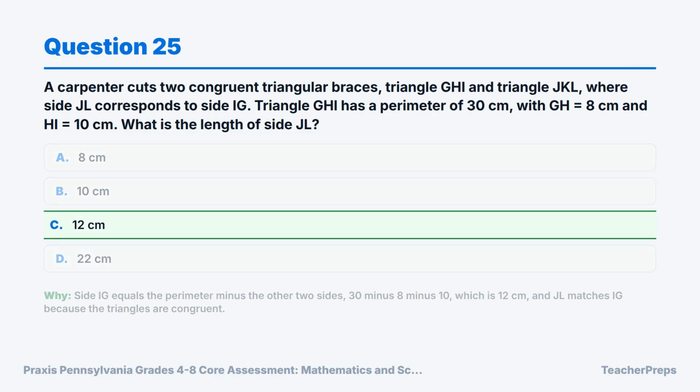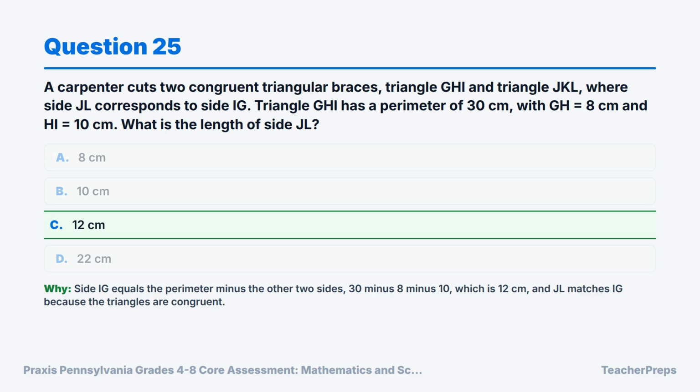The correct answer is C, 12 centimeters. Side IG equals the perimeter minus the other two sides, 30 minus 8 minus 10, which is 12 centimeters, and JL matches IG because the triangles are congruent.